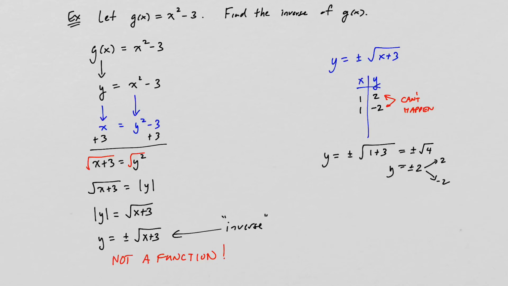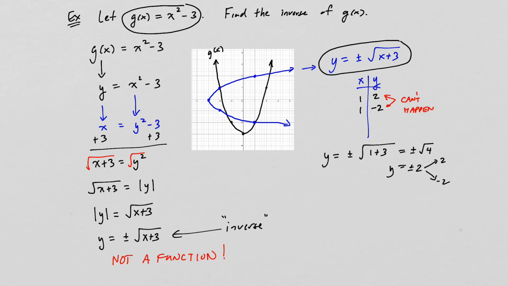If you graph g of x equals x squared minus 3, and if you graph y equals plus or minus the square root of x plus 3, here is what you get. So the graph of g of x is a parabola. G of x equals x squared minus 3. And the graph of y equals positive or negative square root of x plus 3 is this graph right here.